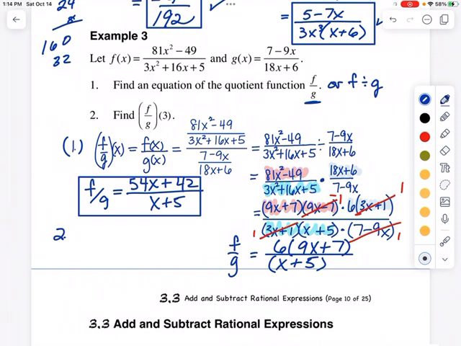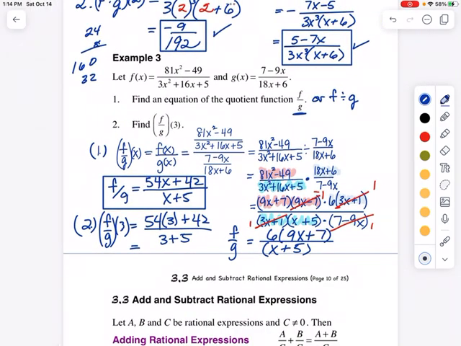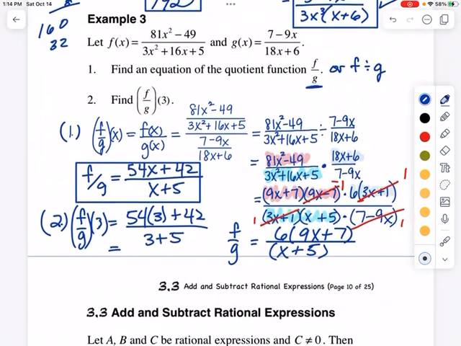And then for the second part, we want to just plug in 3. So we have f over g of 3, and that's 54 times 3 plus 42 over 3 plus 5. I'm going through this pretty quickly because I want to make sure that you have this assignment. I'm going to let you finish that with a calculator. But if you find any mistakes, please let me know as soon as possible, and I'll fix them ASAP.